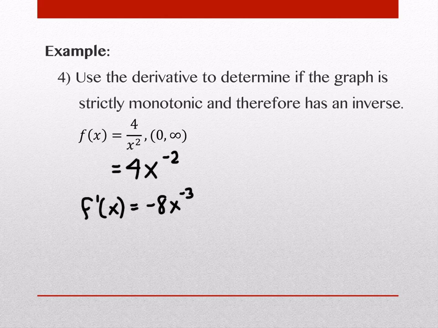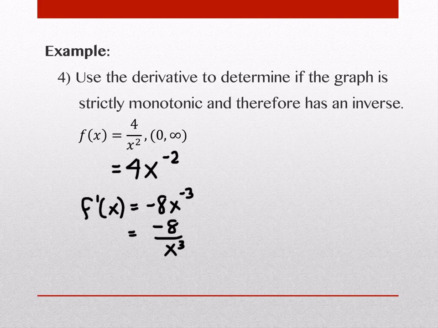Right, negative 8x to the negative 3. And so this is negative 8 over x cubed, right? So far, so good? Okay, we took the derivative. So again, what does it mean to decide if it's strictly monotonic? That is, if it's strictly increasing or strictly decreasing. Well, it means that we don't want there to be any change in value. We want the derivative to be always positive or always negative. So we need to see if this thing ever does actually change from positive to negative or negative to positive.